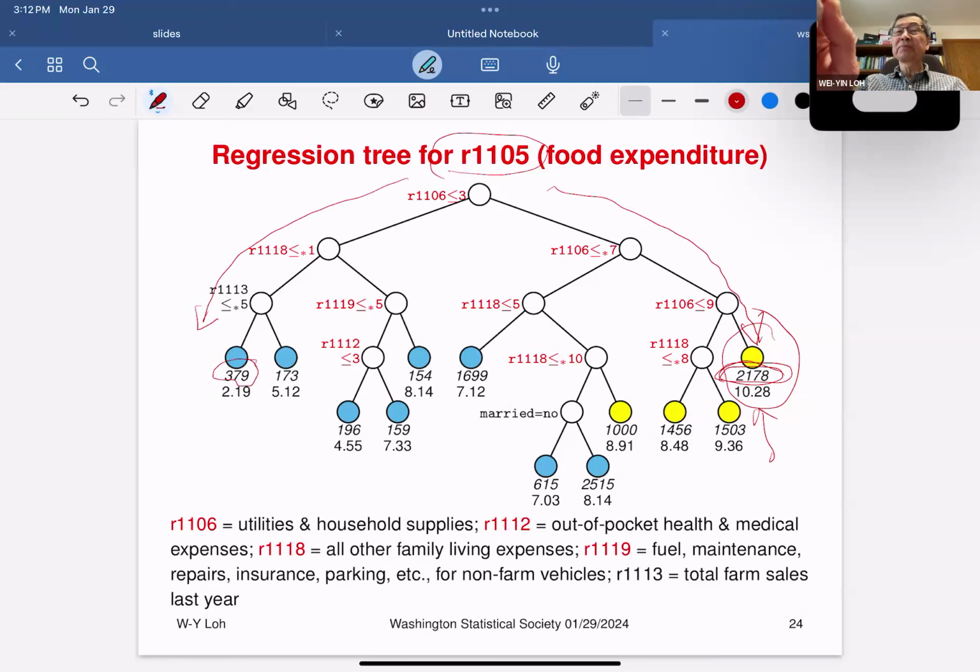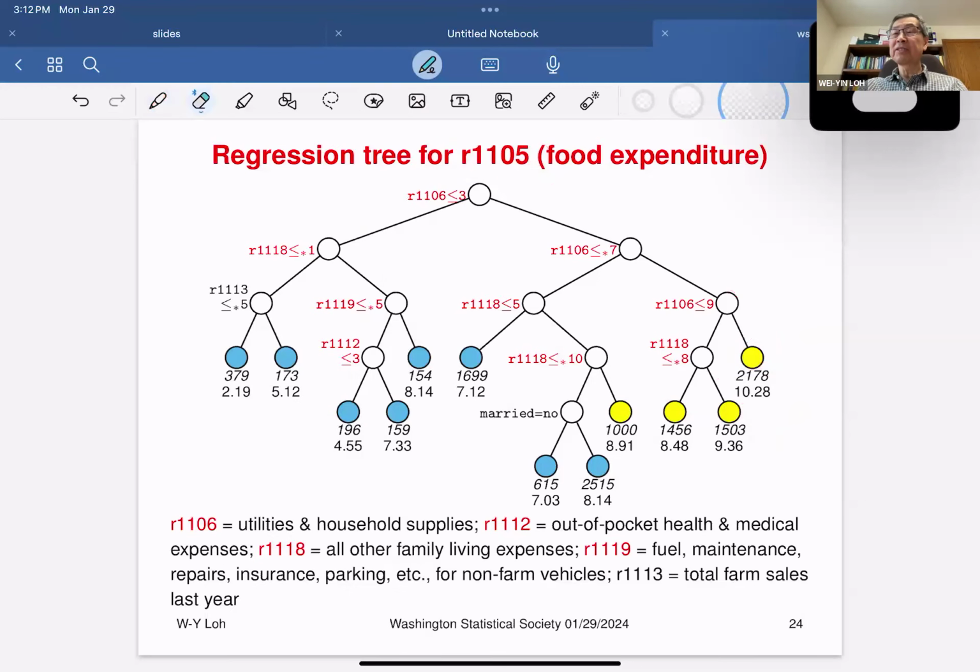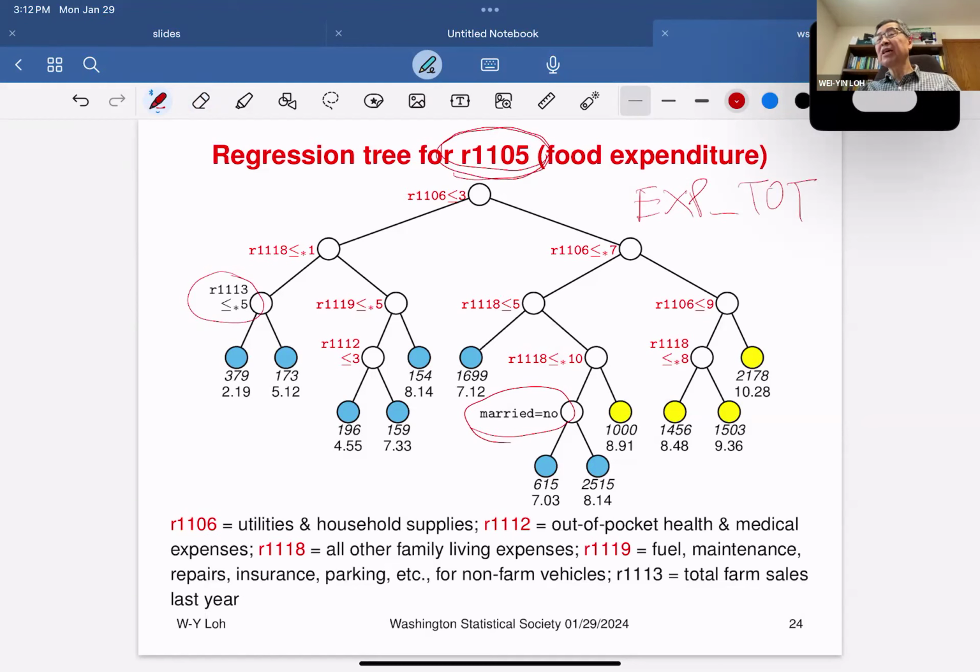So one thing I want to point out here, and that's why I highlighted many of these splits in red. You see some variables that are not in red, like marital status. These variables in red are actually components of that total expenditure. So remember, there's a variable called exp underscore tot, which is one of the variables that the ERS wants to impute. All these red variables that go in to try to impute R1105 are themselves part of the components that make up the total exp underscore tot.